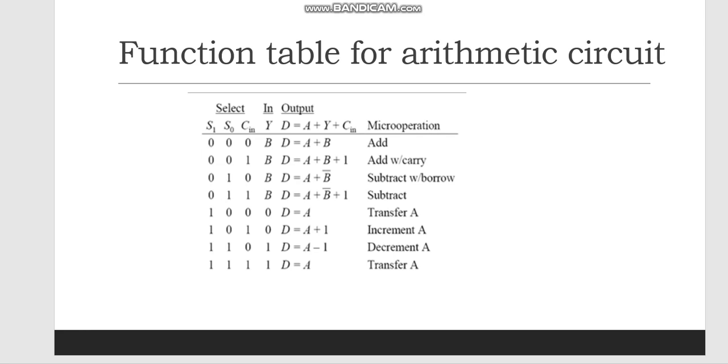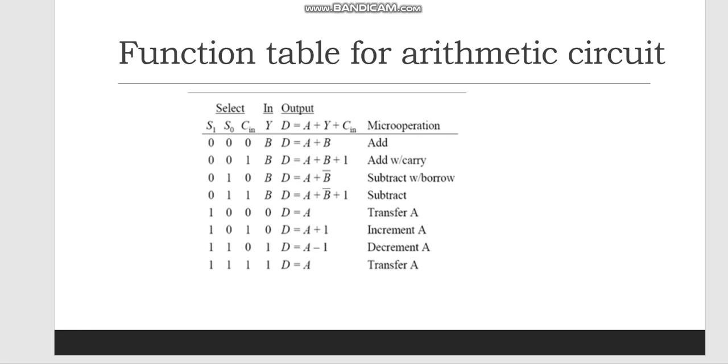When S1 S0 is equal to 0 1, the complement of B is applied to the Y inputs of the adder. If Cn is equal to 1, then D is equal to A plus B bar plus 1. This produces A plus the 2's complement of B, which is equivalent to a subtraction of A minus B. When Cn is equal to 0, then D is equal to A plus B bar. This is equivalent to a subtract with borrow, that is A minus B minus 1.